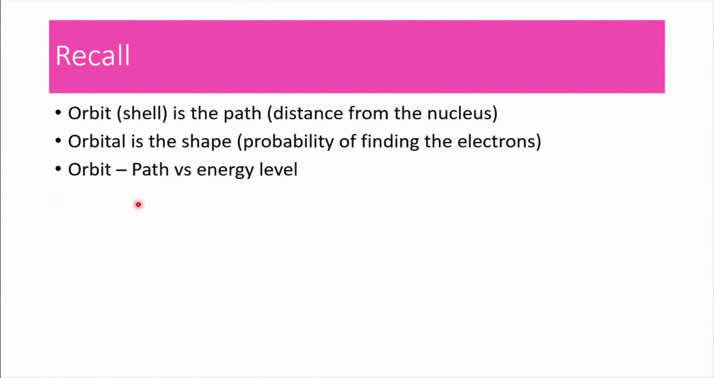Let us recall what is orbit and what is orbital. Orbit is also called KLM shell, the path. Each orbit is placed at a particular distance from the nucleus. Orbital is the shape of the object inside which electrons are placed. This is what you would have studied earlier. These are historical information. We need to look at more recent developments.